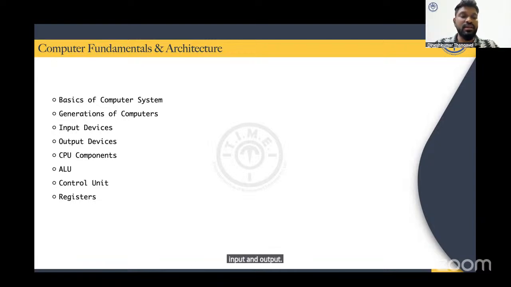Then CPU. CPU stands for Central Processing Unit. It is called the brain of the computer. CPU has three important parts. One is ALU, arithmetic logic unit, that performs calculations. Then control unit, which controls and coordinates all activities. Think of it like a traffic police. Registers are very small, very fast memory inside the CPU, used to hold immediate data. Registers are not RAM and not storage devices. We have to keep that in mind from the exam aspect.